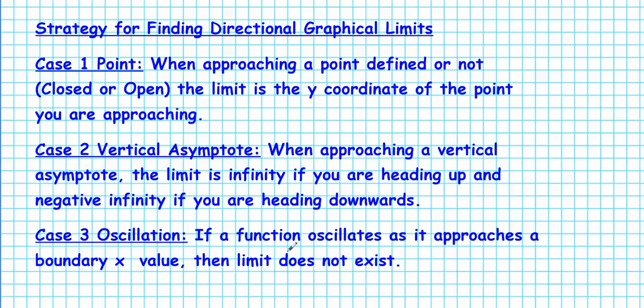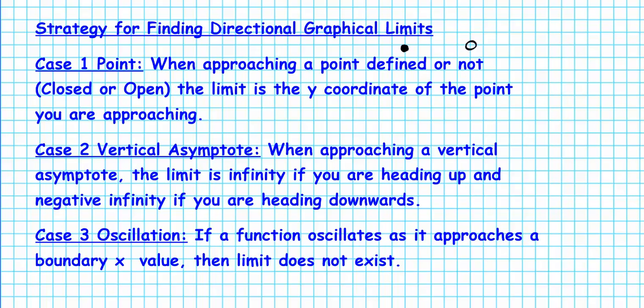All right, before we get started with the problems, let's go over the strategy that we're going to be using to find our graphical directional limits. Case number one is the case where you're approaching a point, okay? And that point could be defined or not. When we're talking about the defined point, it's a closed circle, okay? A point that's not defined is an open circle.